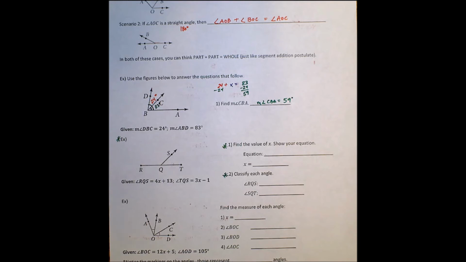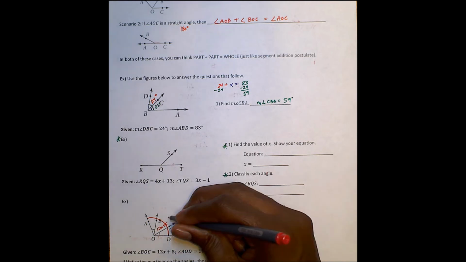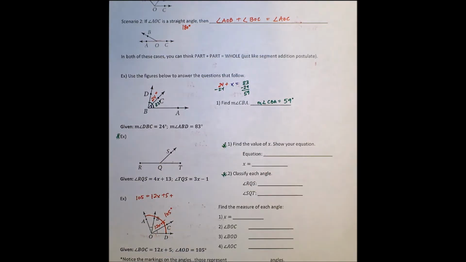And then our final example we'll do all together. It says find the measure of each angle. They tell us that BOC is 12x plus 5. They tell us that AOD, that whole thing, is 105. I see that this didn't print out, so I'm going to make sure I add this on here. We need to know what angle AOB is.